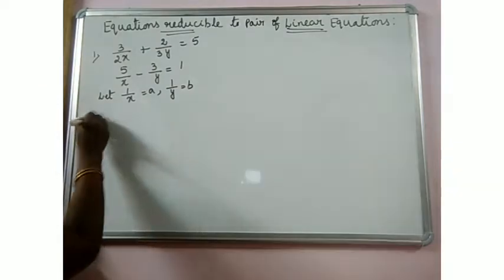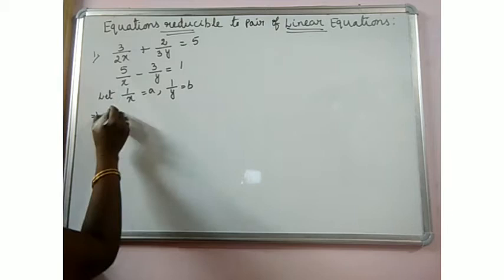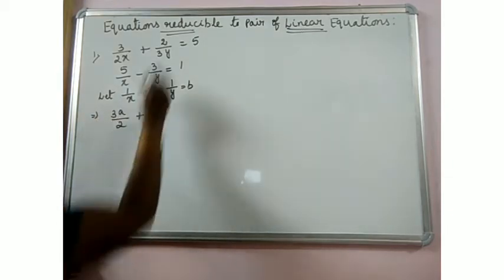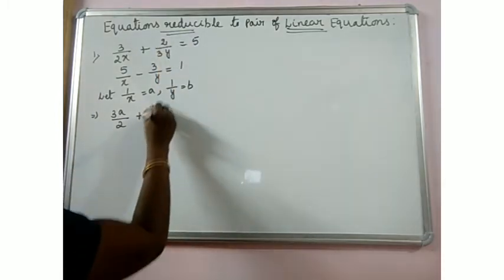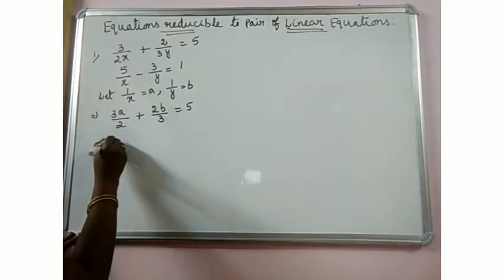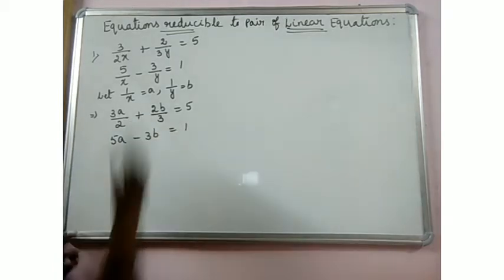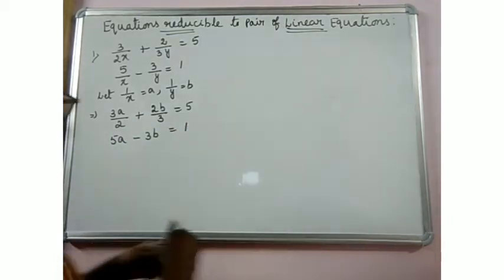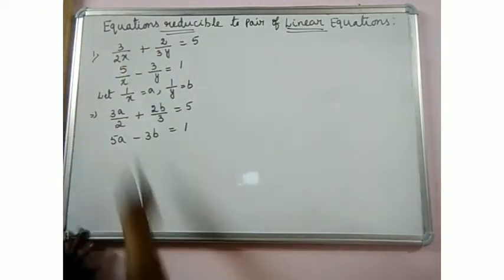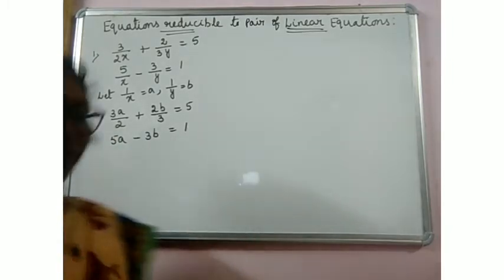So with 1 by x as a, the first equation will be 3a by 2 plus 2b by 3 equals 5, and the second equation will be 5a minus 3b is equal to 1. Yes or no? So when we have taken 1 by x as a and 1 by y as b, we got these two equations. Now, any method we can follow.